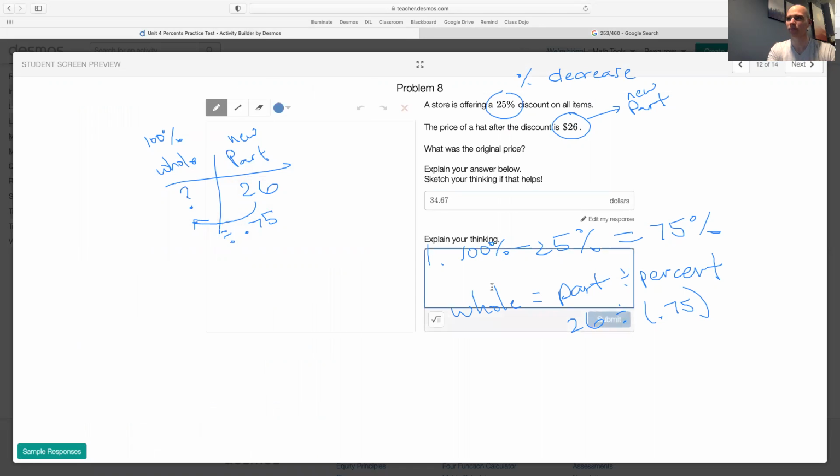And so to show your thinking, you could just show all the work that I have drawn on the screen, or you could type out your work similarly.